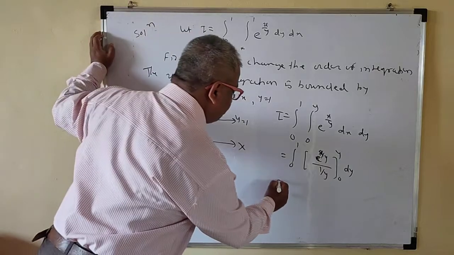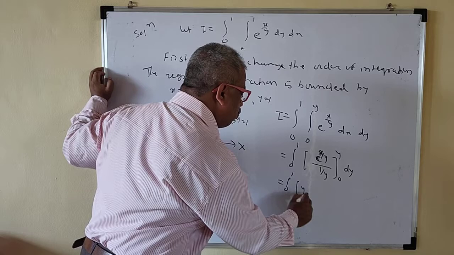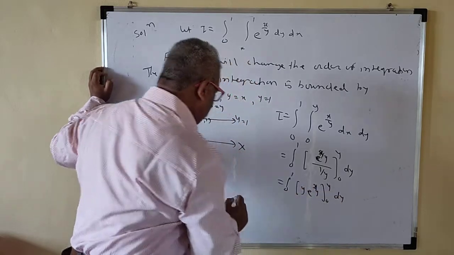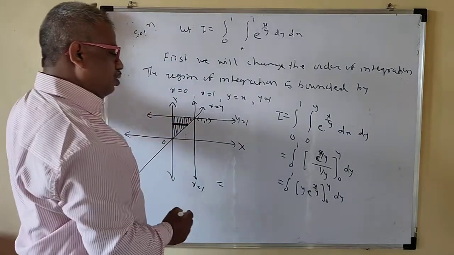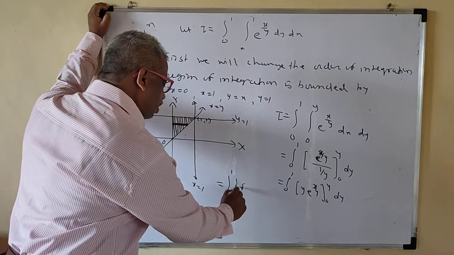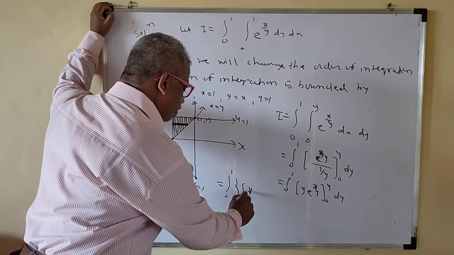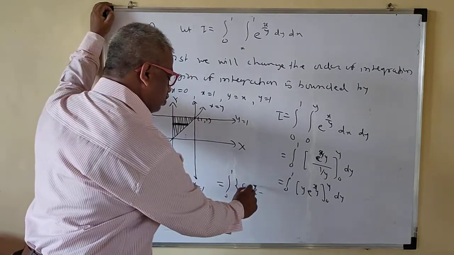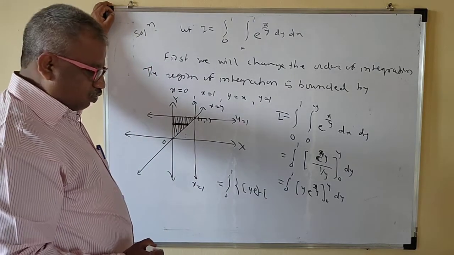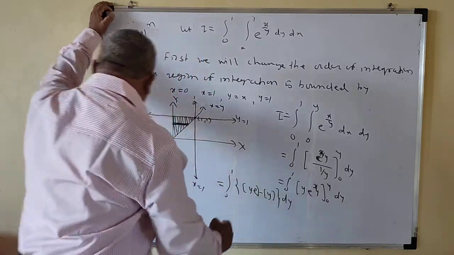So we write here 0 to 1. Okay. So first we will simplify this. This is what? Y e raised to x by y, 0 to y, dy. Okay. So we'll put the upper limit, x is equal to y, you have to put. So this is y e minus. We'll put the lower limit 0, e raised to 0 is 1. So this is y times e minus 1, dy.